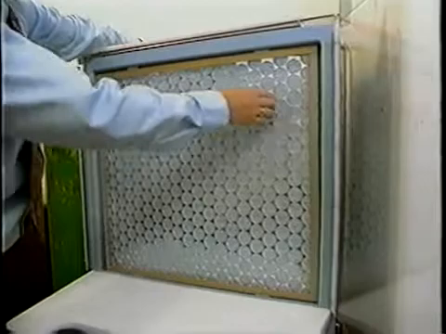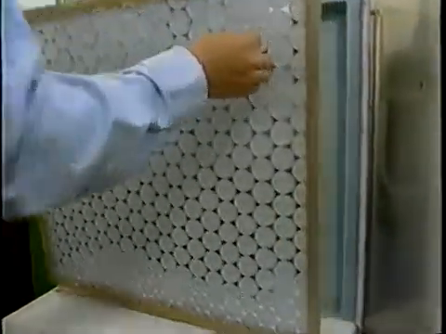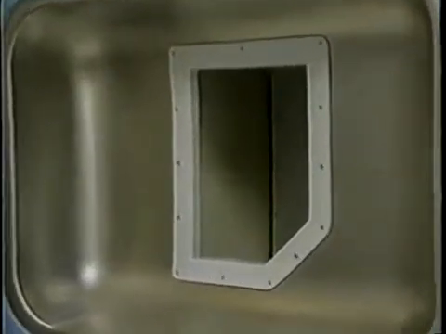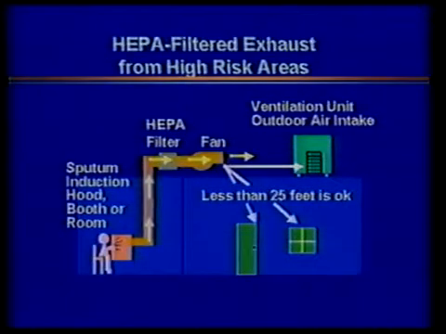Most booths and hoods use a pre-filter and a HEPA filter to disinfect the air before returning it to the room. Others directly exhaust to the outdoors. Exhaust from booths should be treated exactly like isolation room exhaust air. Either discharged at least 25 feet away from openings into a building, or else HEPA filtered.